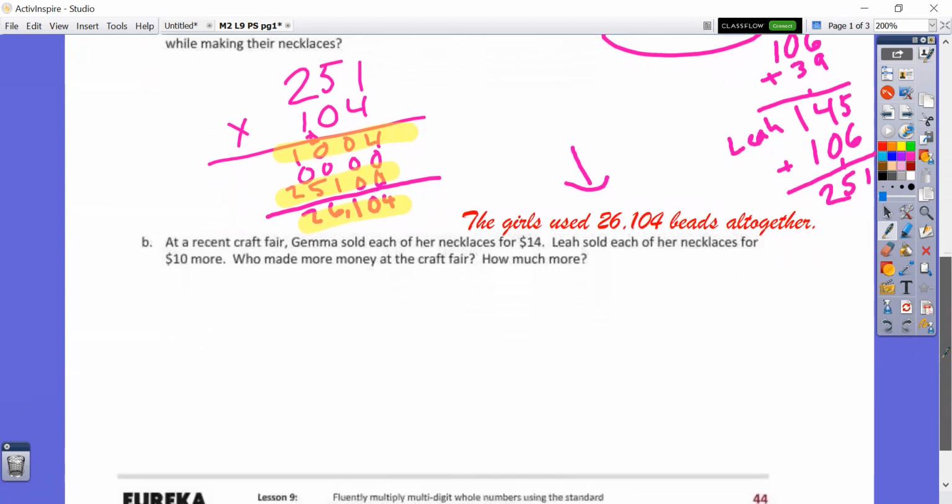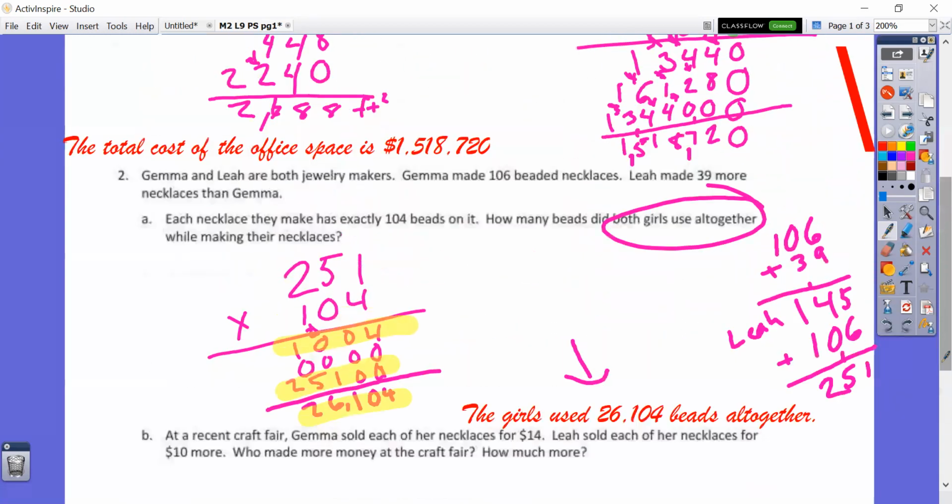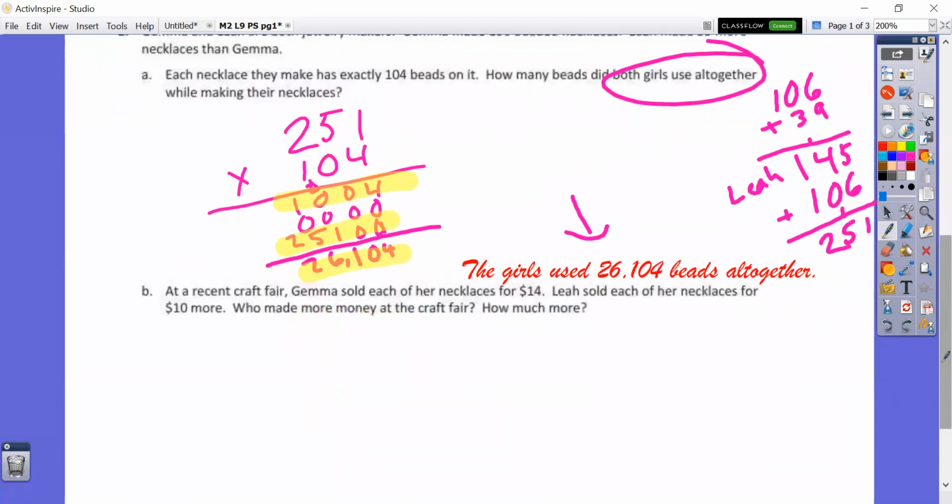All right, well, let's go ahead and find out what the second part of this math word problem would like us to do. At a recent craft fair, Gemma sold each of her necklaces for $14. Leah sold each of her necklaces for $10 more, so $24. Who made more money at the craft fair, and then exactly how much more?